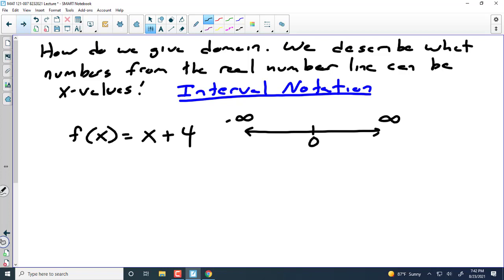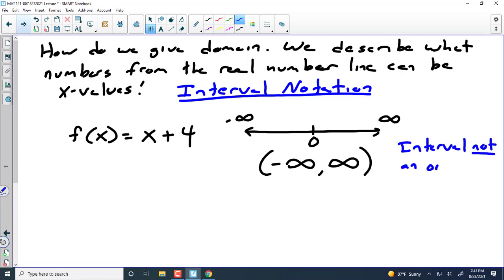So this goes forever in both directions. We want to say any number, no matter how far you go this way or how far you go this way, works. So we write this. I know I'm using parentheses, everyone, but this is an interval, not an ordered pair. This is our mathematical way, interval notation, of telling everyone you can pick any number you want anywhere on the number line.